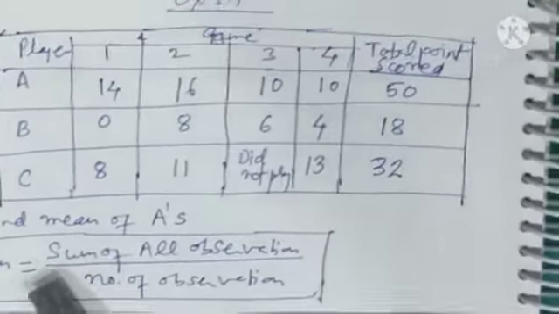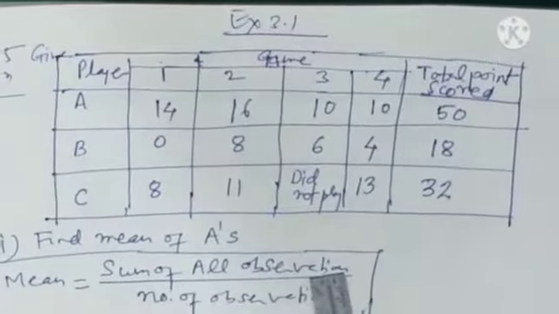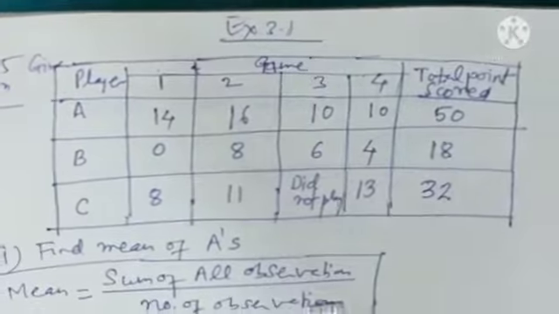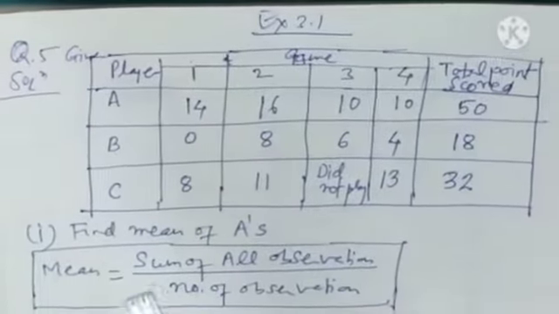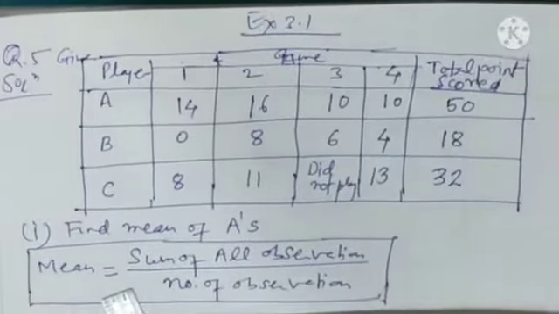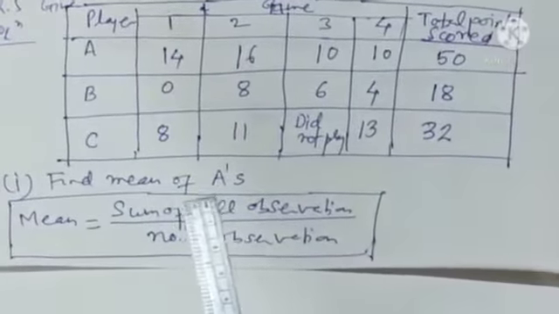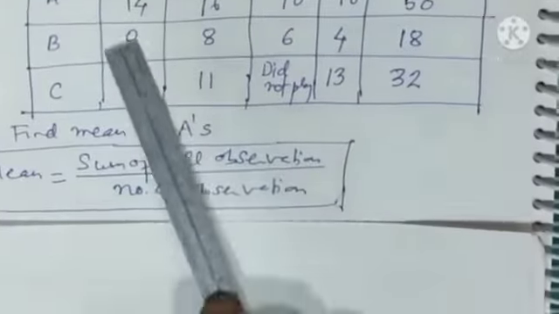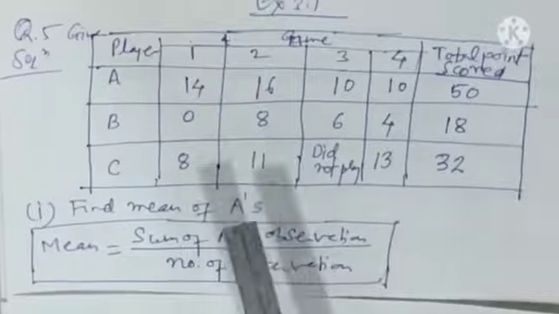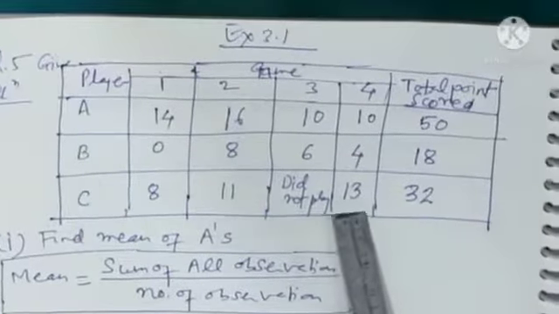When the ratio of the sum of all observations to the number of observations is taken, it is called the mean of that quantity. So, the first question is to find the mean of A's score. We want to find the mean of player A's score points, how much he scores on average.